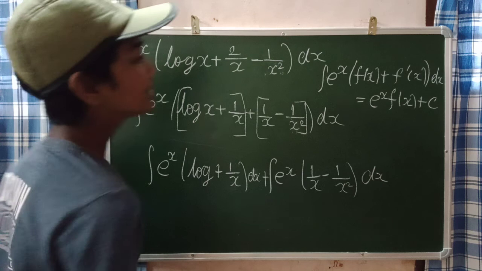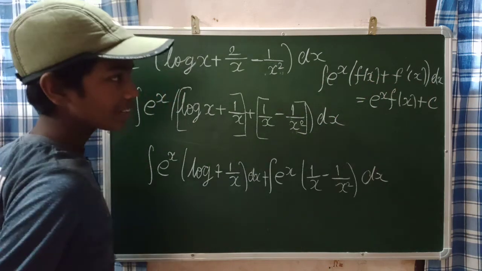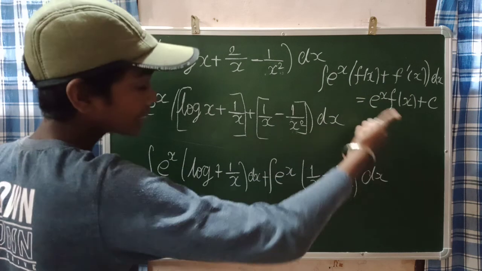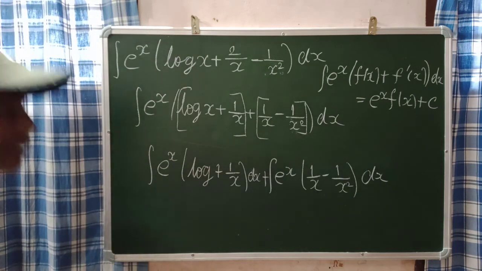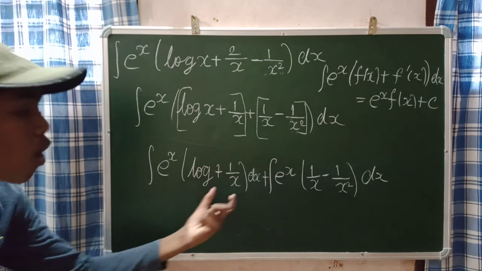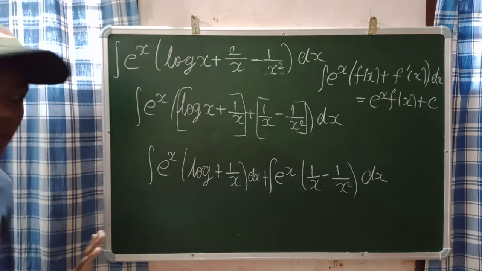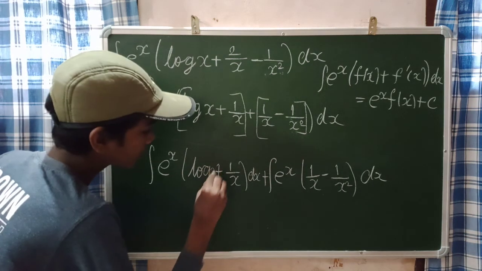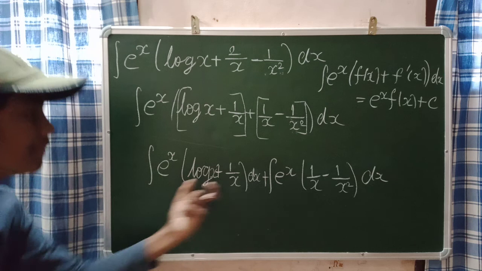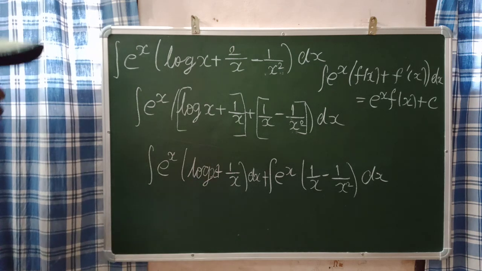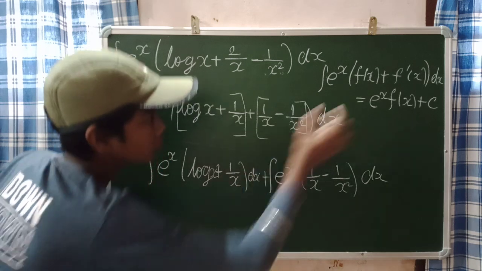So this integral of e power x of (f of x plus f dash of x), where f dash of x is the derivative of f of x, can be written as e power x of f of x plus some constant c. Here, integral of e power x of (log x plus 1 by x). We know that 1 by x is the derivative of log x, right? So I need to write log x here. So log x will be f of x and 1 by x will be f dash of x.